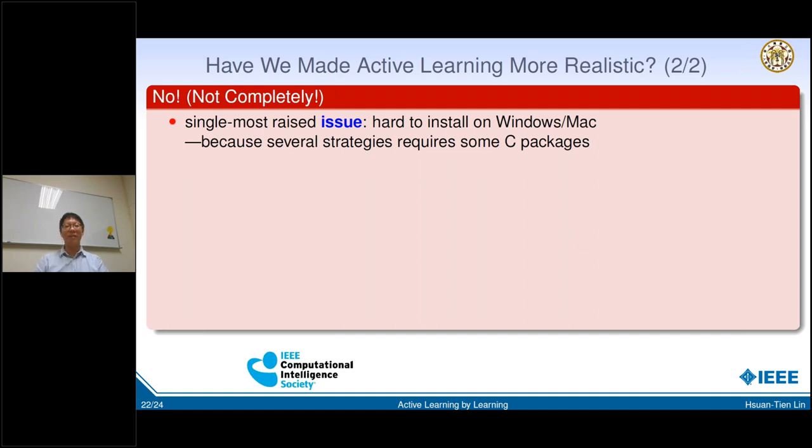So we need to solve this kind of issue, giving users more instructions on how to install it and so on. That's the most important issue. People have less trouble with our strategies on active learning by learning and so on, but they have super big trouble in installing the package.